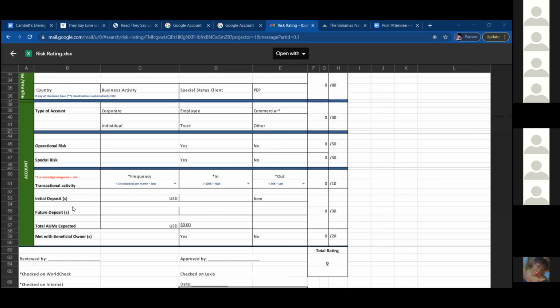Well, I guess you're meeting the client and you can verify that it matches the passport and what have you. So yeah, the video call should suffice.